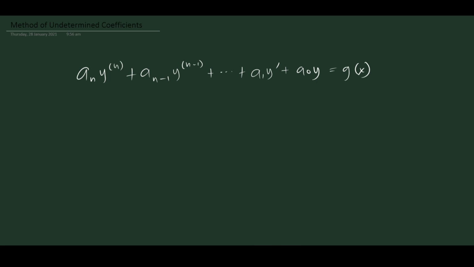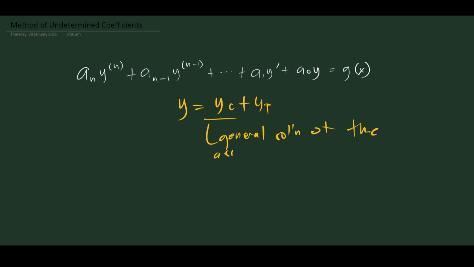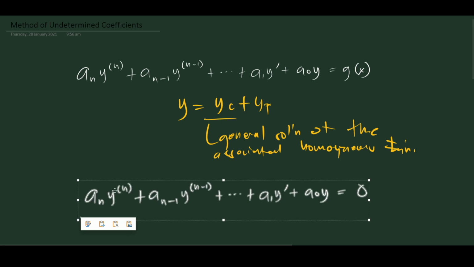And then also, the general solution of a non-homogeneous equation is y is equal to yc plus yp. So what is yc? yc is the general solution of the associated homogeneous equation. So what is that in this case? It is basically this one.